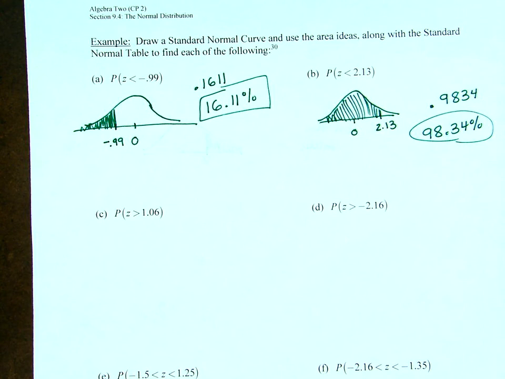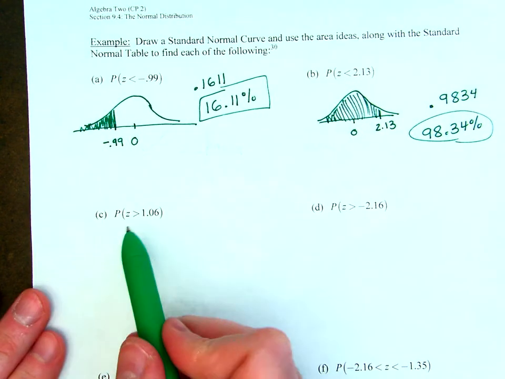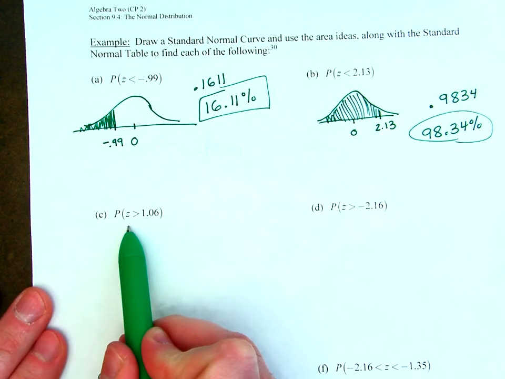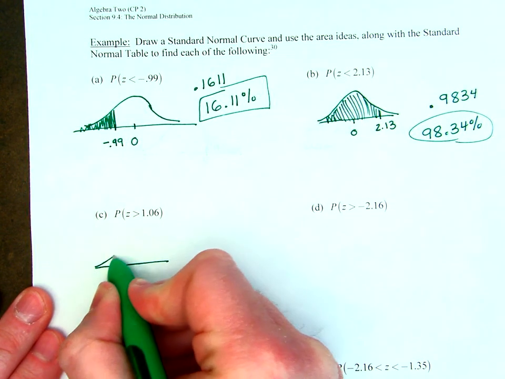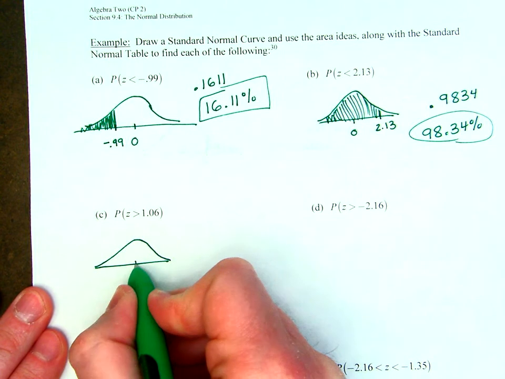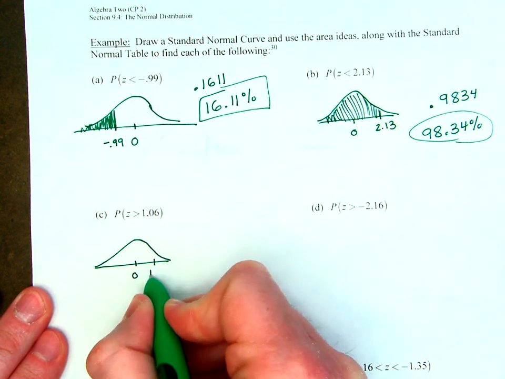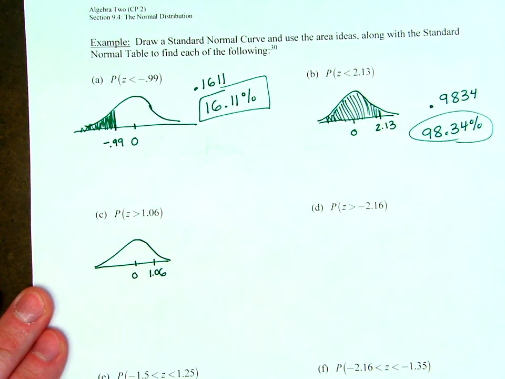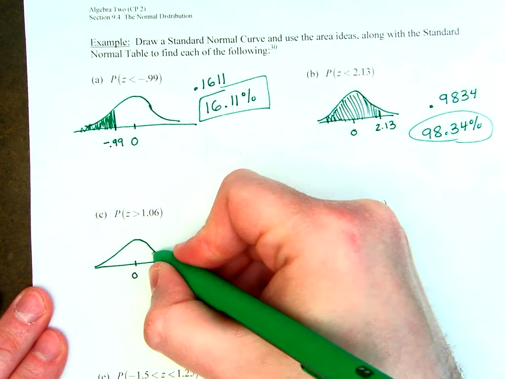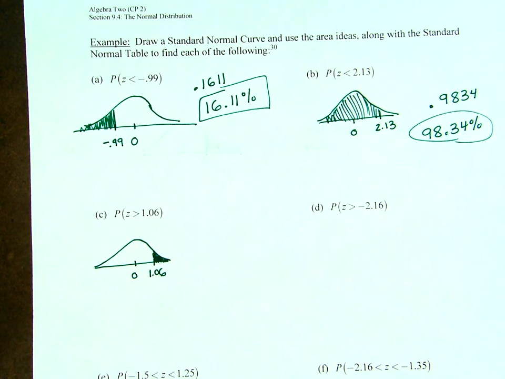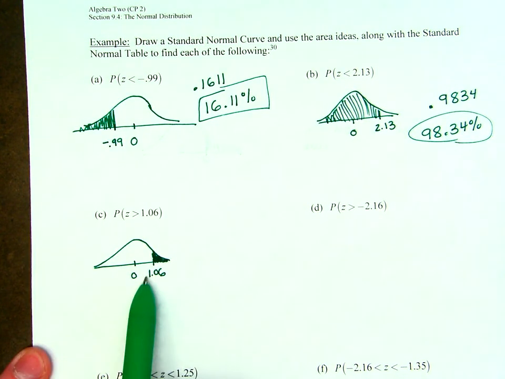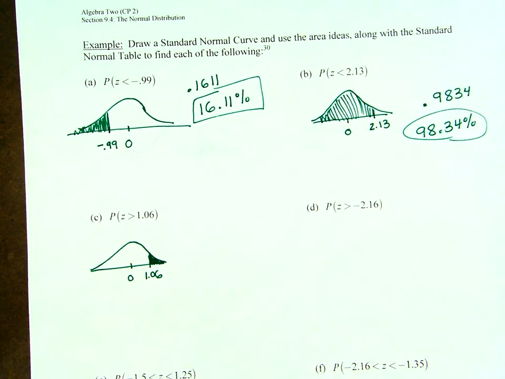In the next problem, letter C, I want to find the percent of data whose z-value is greater than 1.06. Well, I'm going to sketch this. That's 0. This one's 1.06. This time I care about greater than 1.06, so I want to know how much data is over there. This one I can't get directly from the table. The table would tell me how much data is less than 1.06, but this time I want to know more. There's a trick we can use.